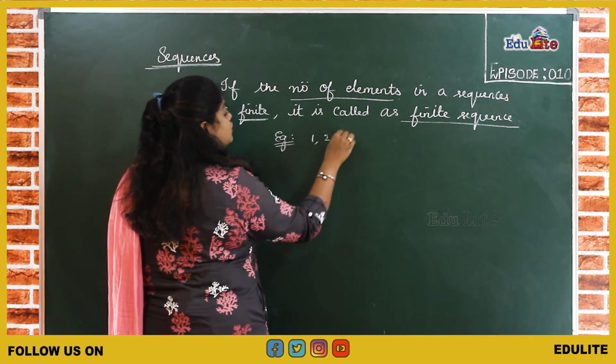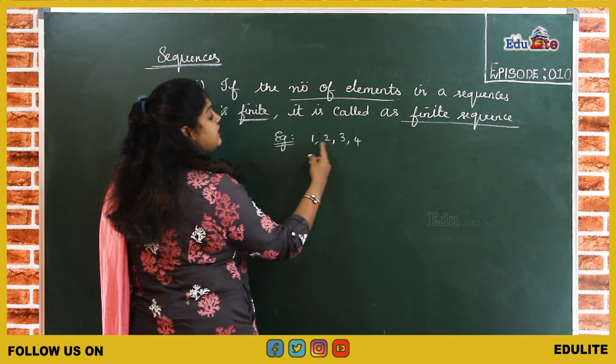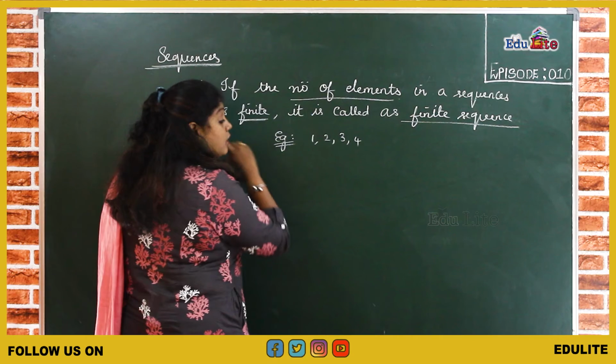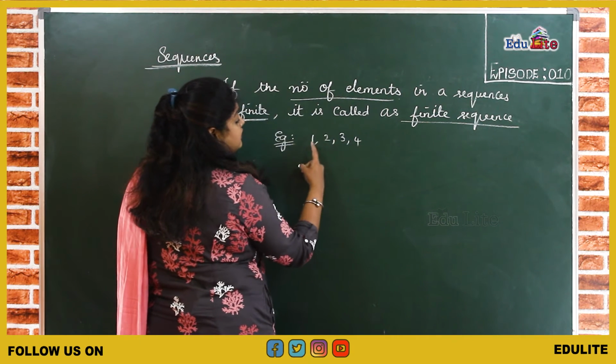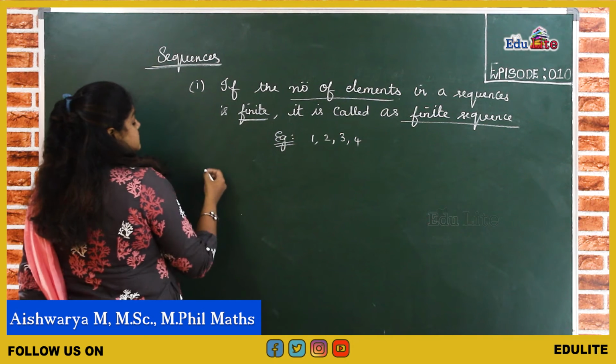Example is 1, 2, 3, 4. Is this a sequence? Yes, it is a sequence because the difference between any two terms is 1. As well, I have stopped at 4. So, there are only 4 elements in the sequence. Therefore, it is called a finite sequence.